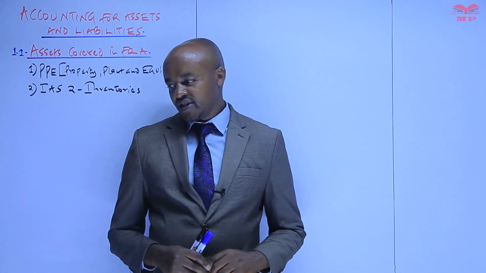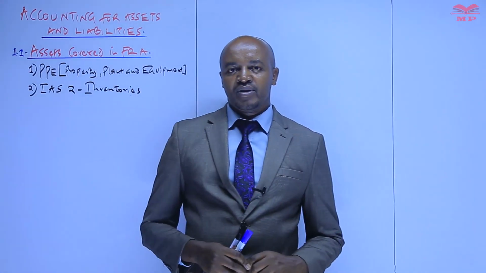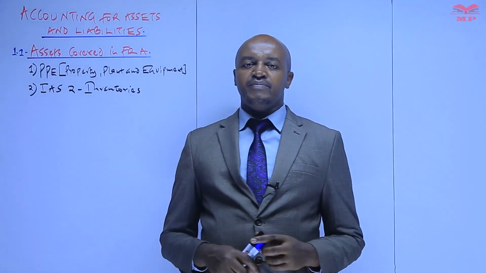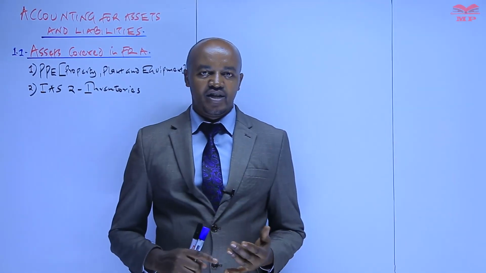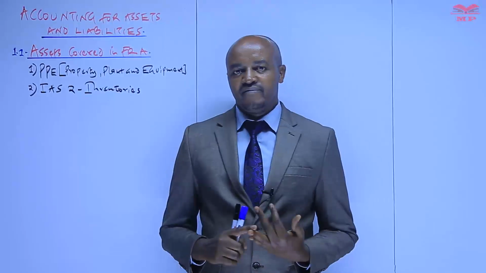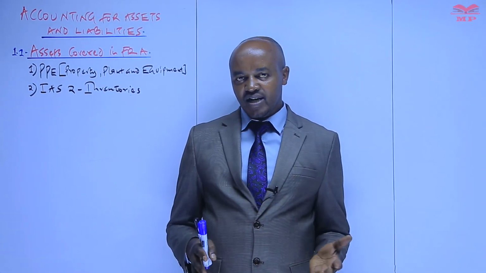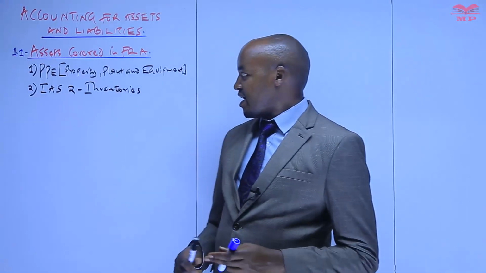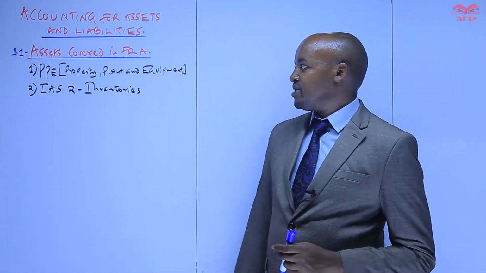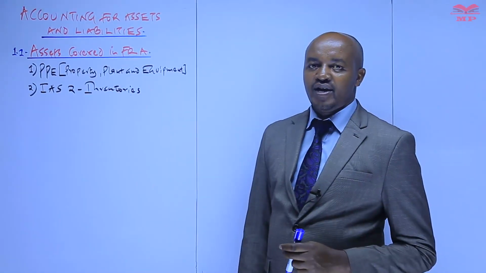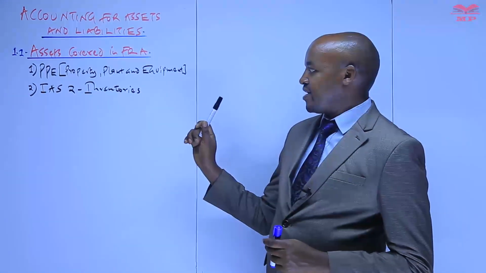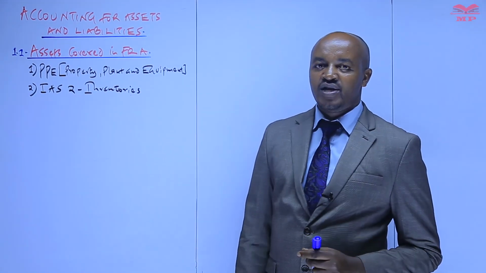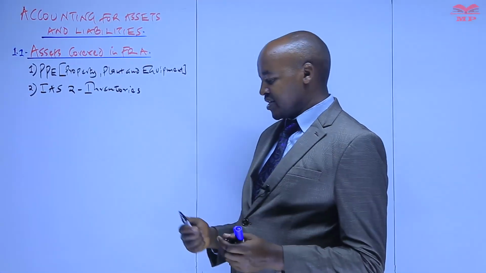So I want us to start with subtopic number 1, which is about accounting for various items of assets and liabilities which were covered in financial accounting and financial reporting and analysis. We're going to look at two items of assets which I have highlighted here. One is PPE, and number two, we have inventories, how they are measured and recognized in accordance with International Accounting Standard number 2.